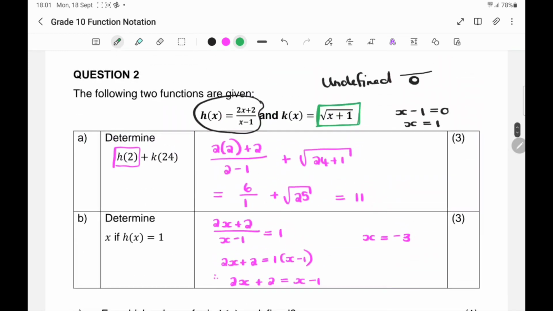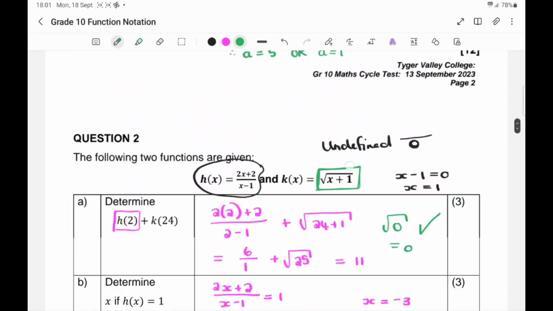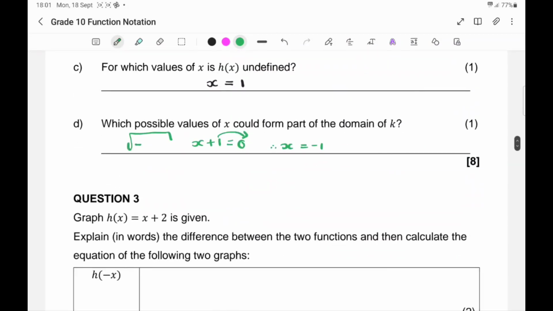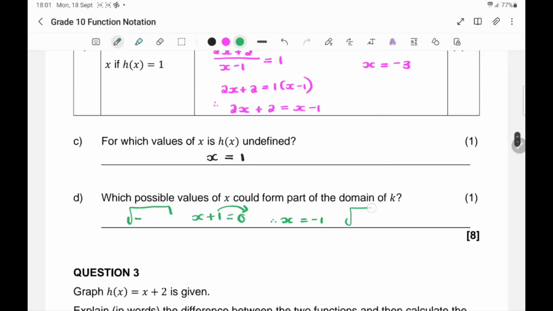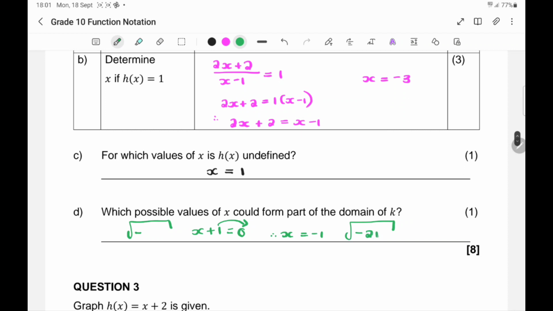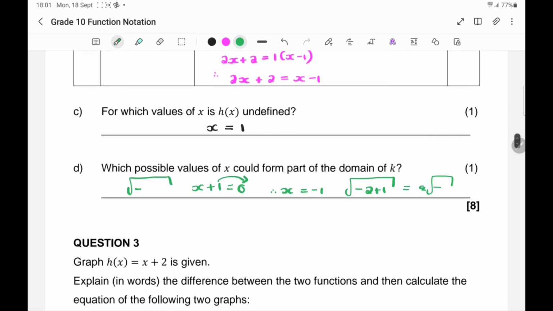But now, if you've got negative 1 plus 1, the square root of 0 is still fine because the square root of 0 is 0. It's as soon as it becomes smaller than negative 1 that it will not be a possible answer. So let's just quickly see. If we have the square root of, let's say, negative 2 plus 1, will it give me a negative? Yes, it does. Negative 2 plus 1 still gives me a negative.